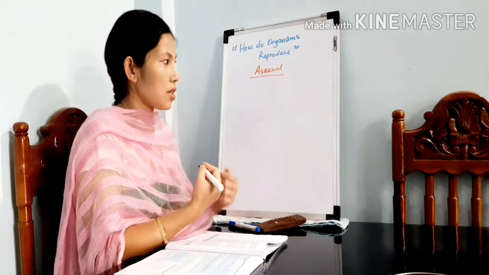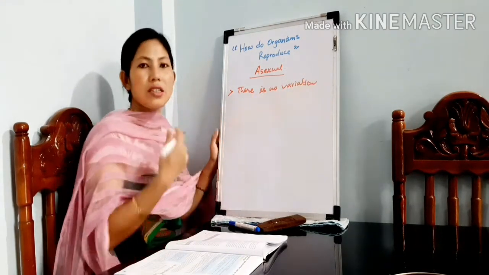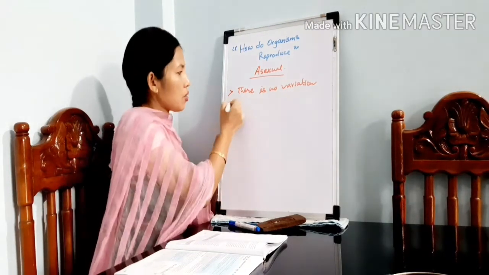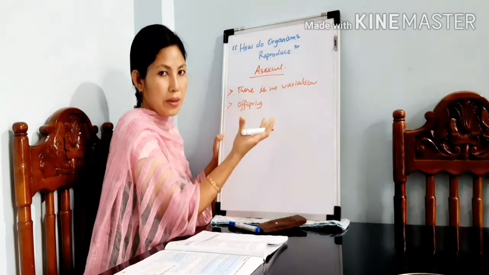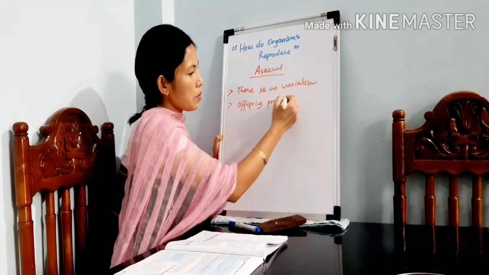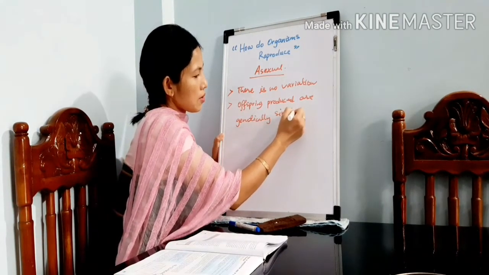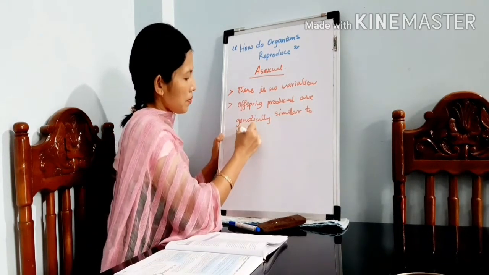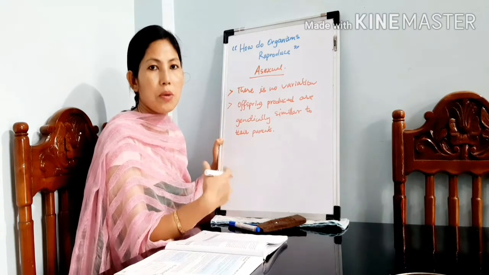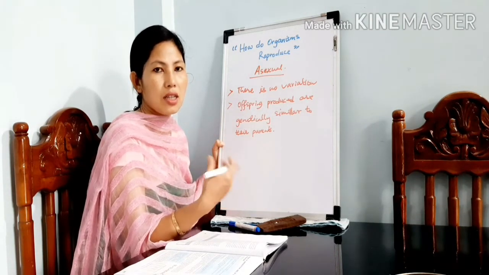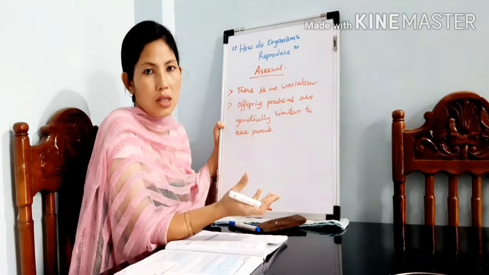So in asexual mode of reproduction, first of all, there is no variation. There is no variation, means the organisms produced are the exact copy of their parent, right? You can say the offspring produced, okay? Offspring is the term used to define the baby, right? So the offspring produced are genetically similar to their parents. Right? So the progenies or the offspring obtained from asexual mode of reproduction are exactly similar to their parent, or you can say they are genetically the same, means they are the exact copy of their parent, right? So that is why we wrote in the first point that there is no variation in asexual reproduction.